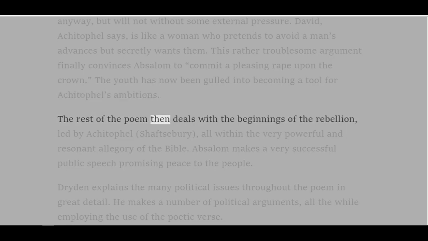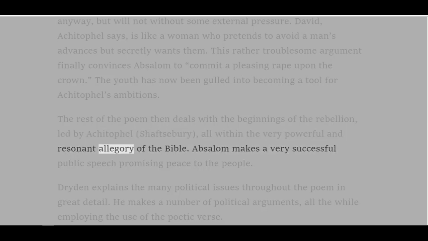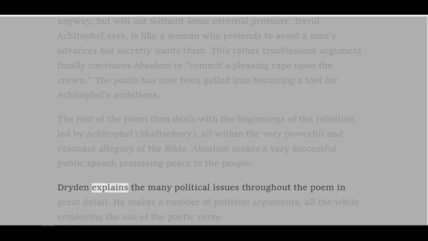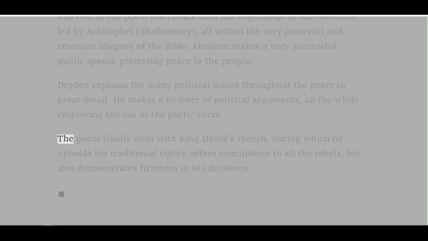The rest of the poem then deals with the beginnings of the rebellion, led by Achitophel, Shaftesbury, all within the very powerful and resonant allegory of the Bible. Absalom makes a very successful public speech promising peace to the people. Dryden explains the many political issues throughout the poem in great detail. He makes a number of political arguments, all the while employing the use of the poetic verse. The poem finally ends with King David's speech, during which he upholds his traditional rights, offers conciliation to all the rebels, but also demonstrates firmness in his decisions.